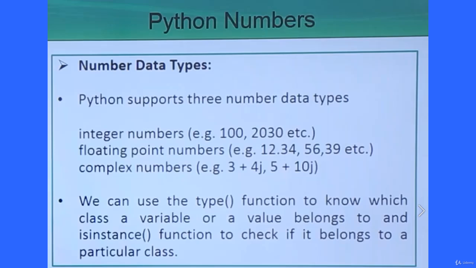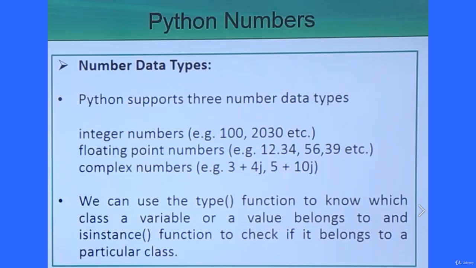Integer numbers are like 100, 2030, as examples. Floating point numbers, examples are given, and complex numbers are to be written in this particular format, like 3 plus 4j, 5 plus 10j, in this way. We can use the type function to know which class a variable or a value belongs to, and the isinstance function to check if it belongs to a certain particular class or not.